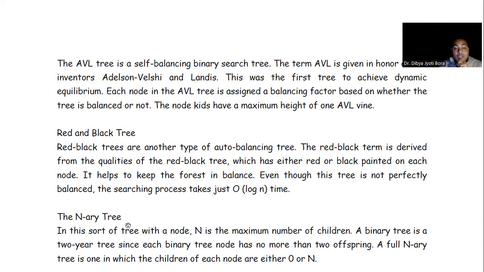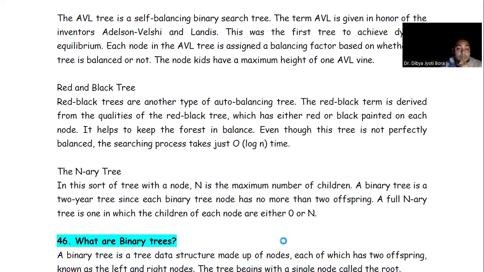Similarly, an n-ary tree is a tree where n is the maximum number of children. A binary tree is a 2-ary tree, right? Since each node has not more than 2 offspring. A full n-ary tree is the one where the children of each node are either 0 or n. Got it? Okay.